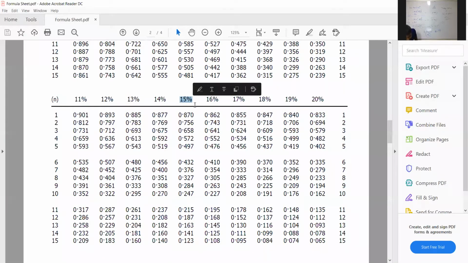Here see, your rate is 15%. This is the 15% column, guys. After 10 years, it is 0.247.